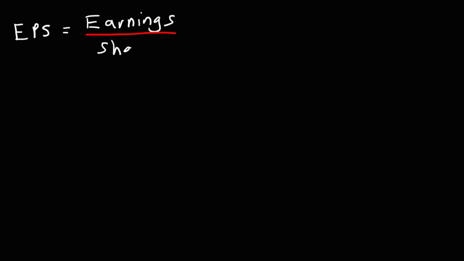In this video, we're going to talk about the earnings per share ratio and the price to earnings ratio. So let's begin our discussion with the earnings per share ratio, also known as the EPS. You can calculate it by taking the earnings or the net income of a company and dividing it by the shares outstanding, assuming the company has no preferred dividends to pay out.